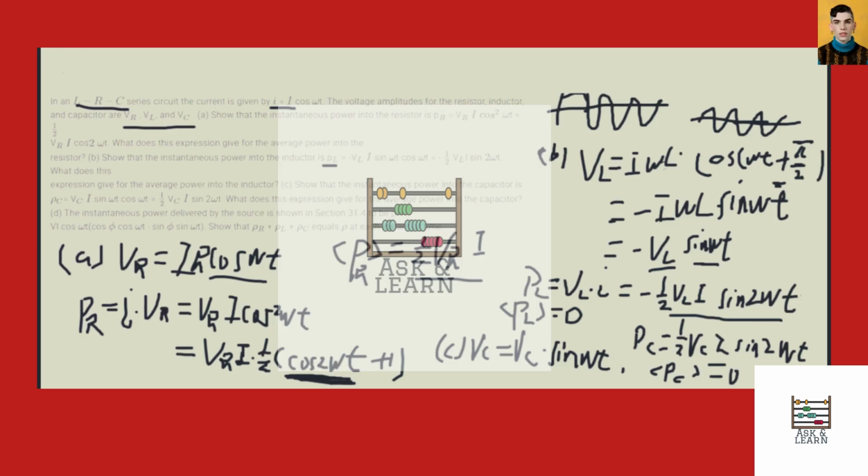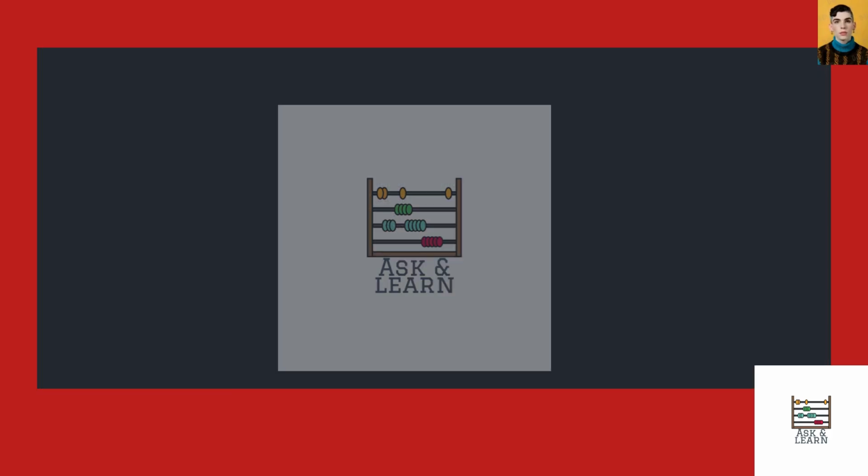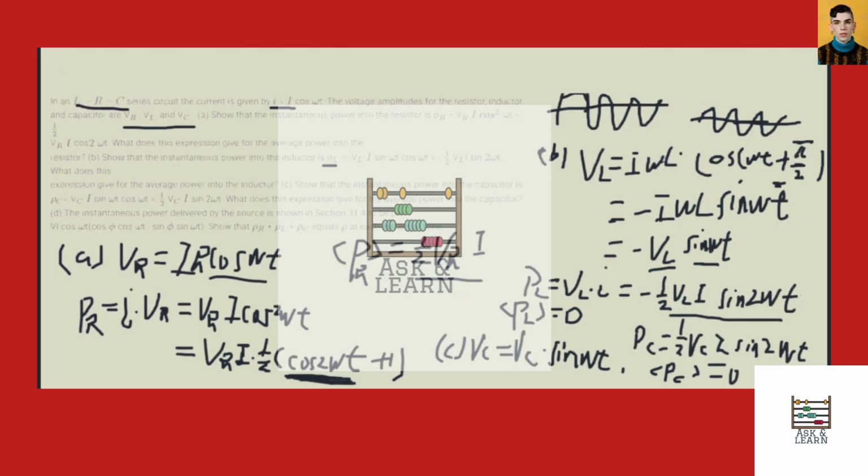Okay. And for part D, the instantaneous power delivered by the source is shown in section 31.4 to be P equal to this step. Show that this equals the sum at each instantaneous time. So this is very straightforward. You just need to sum all of them together. You just need to add this term, this term, and this term. Just add all of them together.